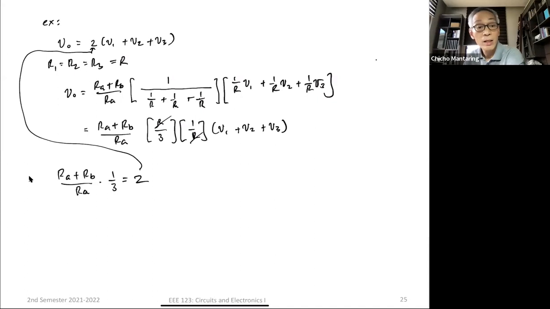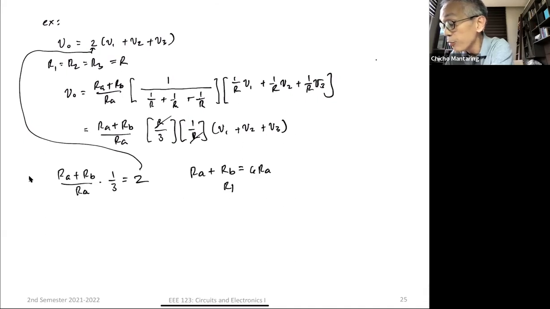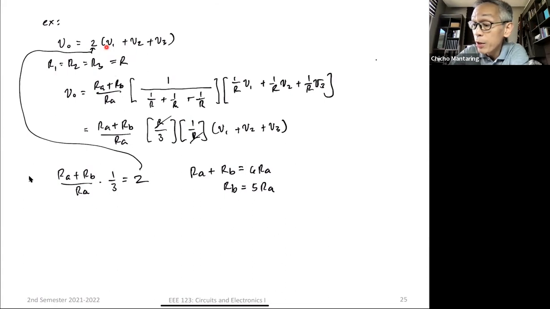Okay? So anong relationship ng RA at saka RB? What is this going to end up being? That means RA plus RB is going to be equal to 6RA, right? So RB will be equal to 5RA. So those are the values of resistances that I should choose. Unang-una, dapat equal yung R1, R2 at saka R3. Tapos yung RB should be equal to 5 times the value of RA.